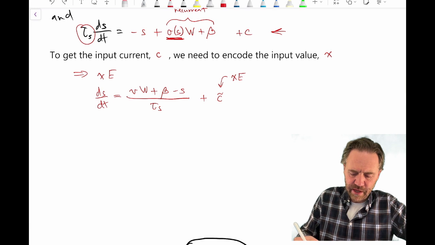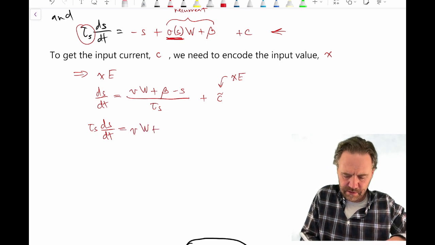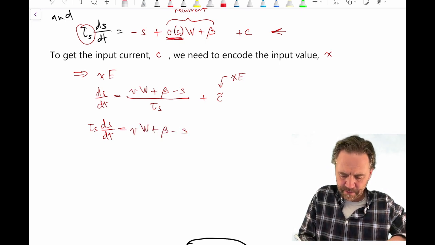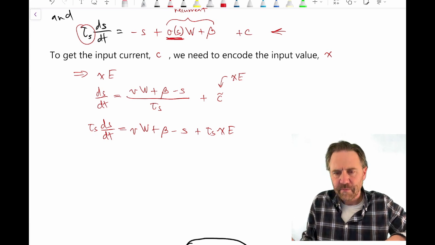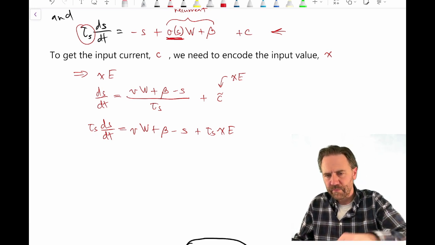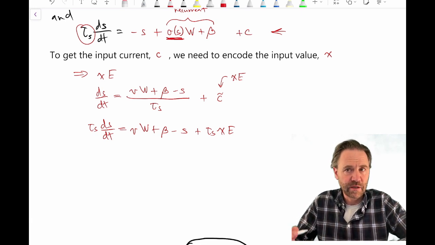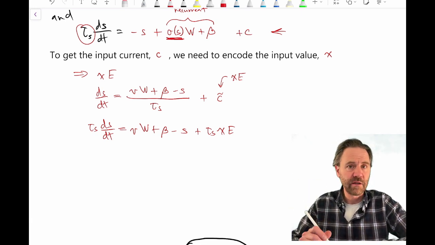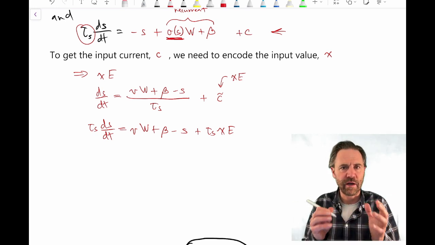So now if we move tau s to the other side again, tau s times ds by dt equals vw plus beta minus s plus tau s times xe. So suddenly now this input is being multiplied by the time constant, and we want that because it brings that input into the proper scale so that the integrator is going to build up its state at the right rate.